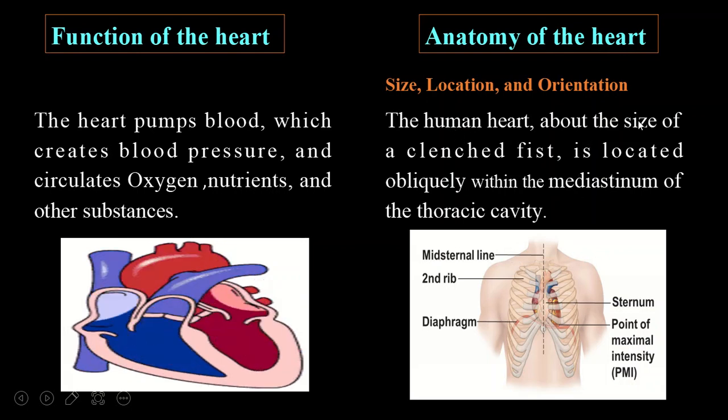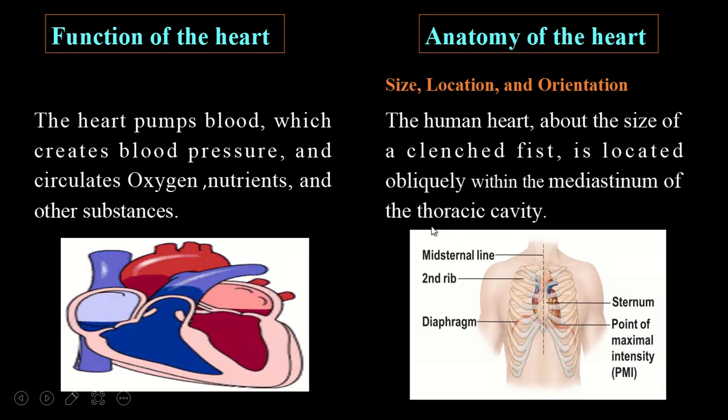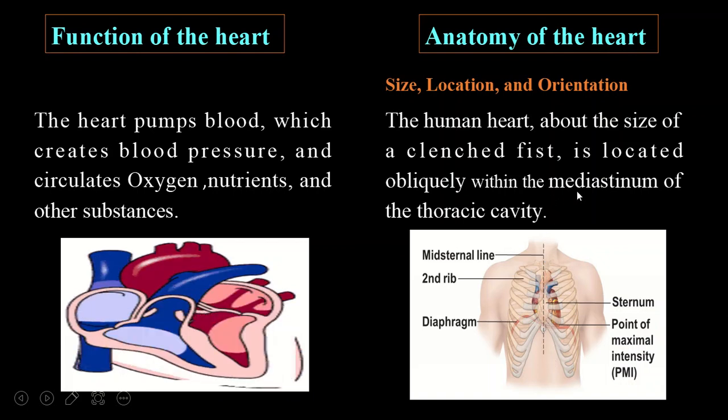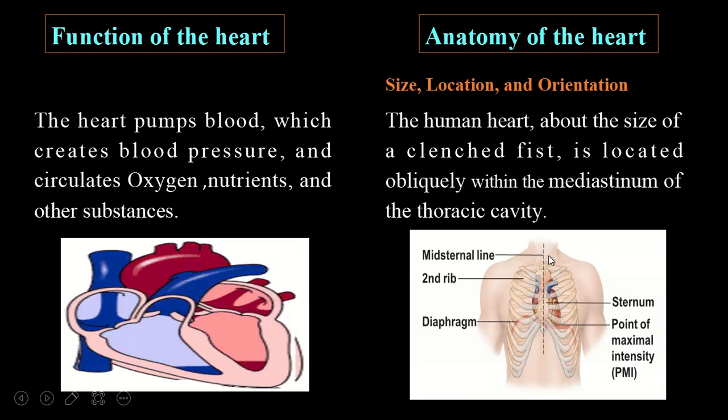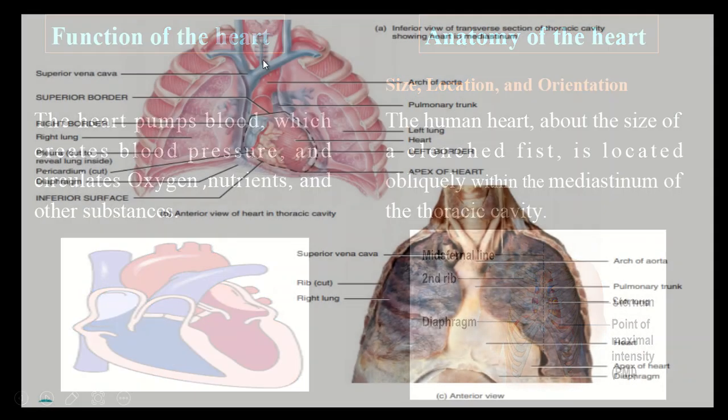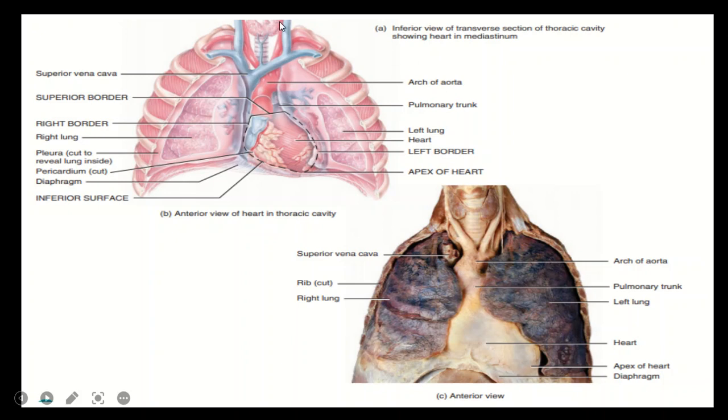The heart is about the size of a clenched fist or suntok. So it is located obliquely within the mediastinum of the thoracic cavity. So this is the thoracic cavity. The heart is located sa mediastinum niya, which is from the word itself, middle, sa gitna ng thoracic cavity. So this is the anterior view of the thoracic cavity, which includes the heart in the middle of the mediastinum of the thoracic cavity.